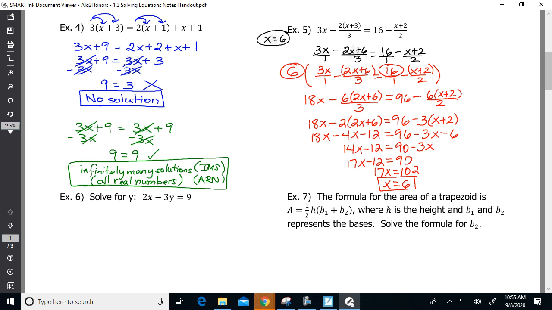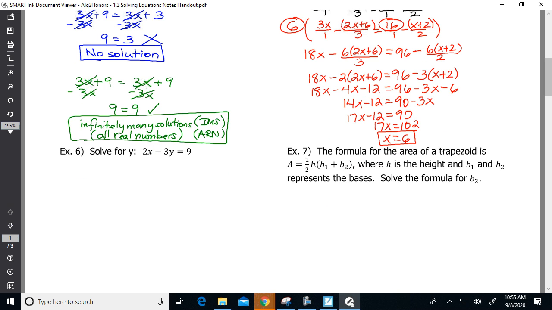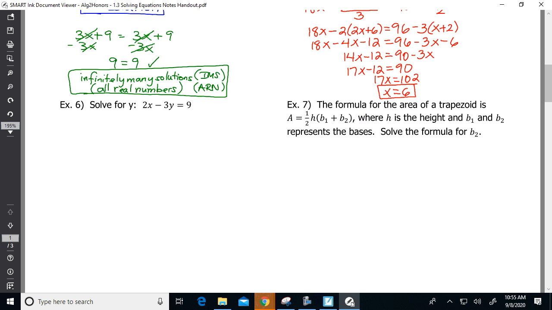Again, clearing your fractions out is an option. You don't want to do it, don't do it. Alright, I'm going to do 6 and 7. Take a quick 90-second break and then start the word problems.